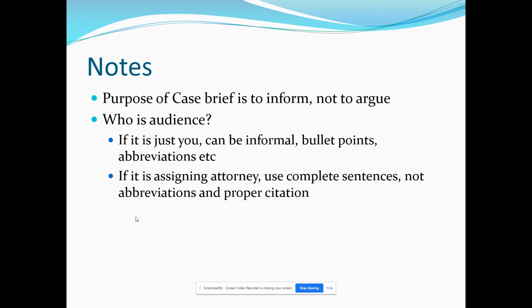Just some general notes. Remember, the purpose of a case brief is not to argue for one point or another. You're just there to say what that case said, to help you or another reader determine what the law is on this issue and what this case actually said. So if you're just writing the case brief for yourself, you can do abbreviations, bullet points, whatever is helpful. If you were doing this, say, as an assignment for me or another instructor in our program, use complete sentences, no abbreviation, don't do proper citation. Don't do a half-baked job.